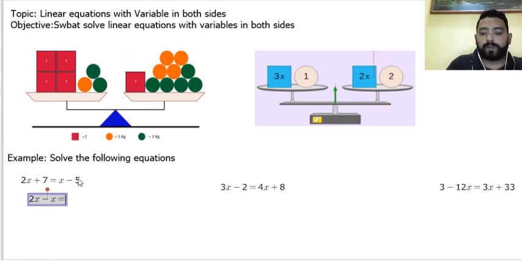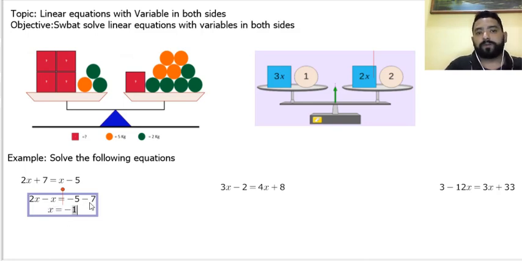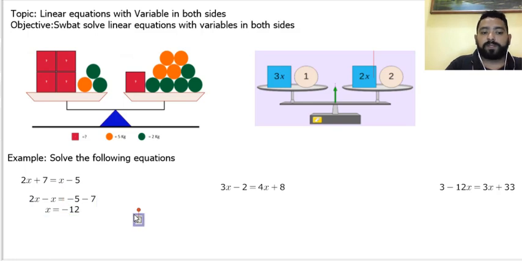And then we are going to copy this negative 5. Remember, we don't change the sign because it's in the same position. But with 7, we are going to move it to the other side. It's going to be minus 7. And then we are going to subtract these two because they are like terms. So 2 minus 1 is going to be 1x. You can write 1x or you can write only x. Equals negative 5 minus 7, the signs are equal so we are going to add, and it's going to be negative 12. So that means that the value for x is negative 12.